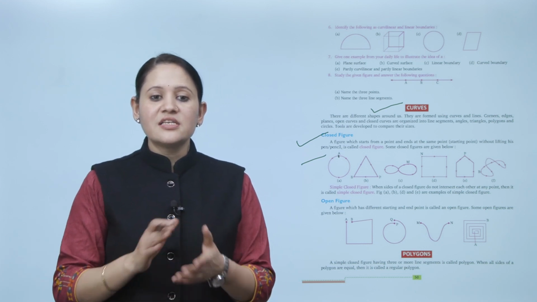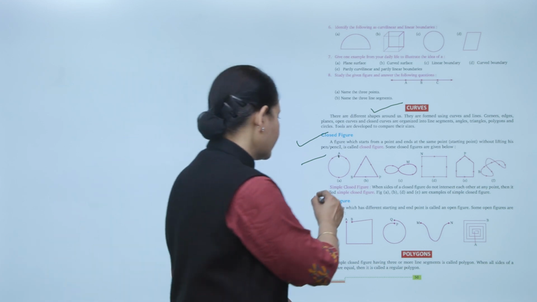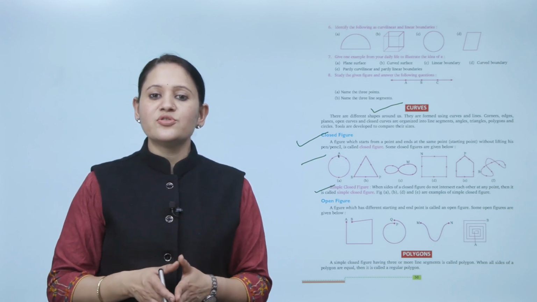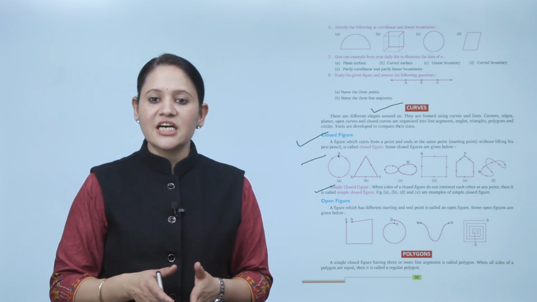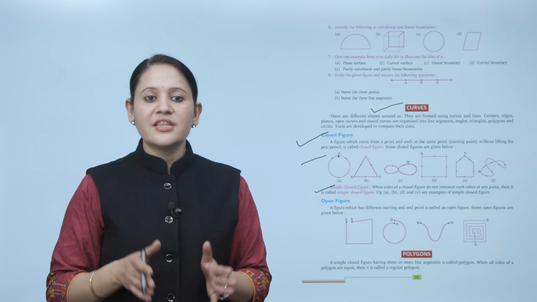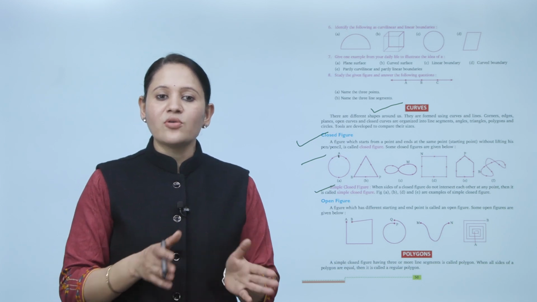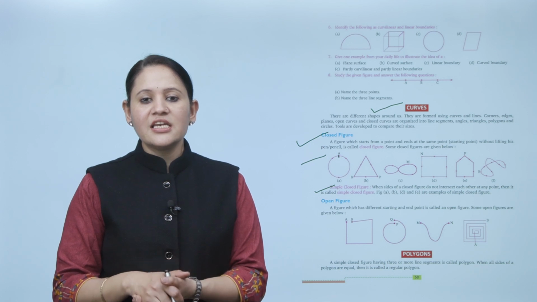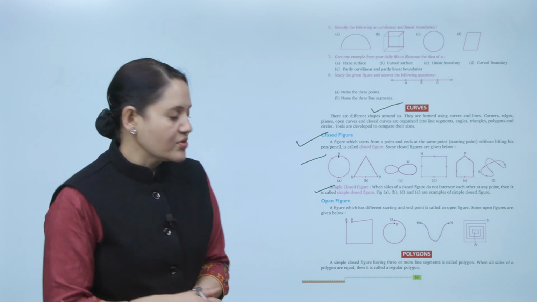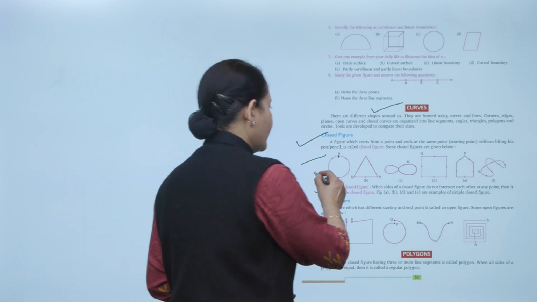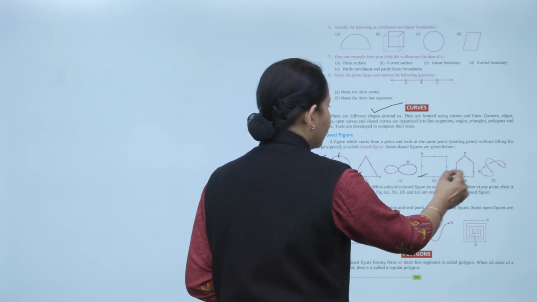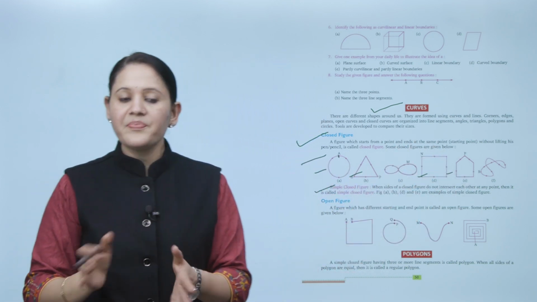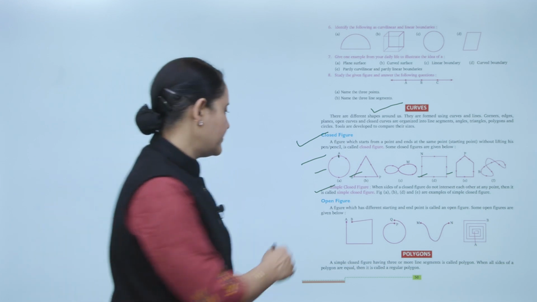Next is simple closed curve. When sides of a closed curve do not intersect each other at any point, then it is called a simple closed figure. Figures A, B, D and E are examples of simple closed figures, like here. A, B, D and E, because line कहीं पे भी एक दूसरे को intersect नहीं कर रही है, cut नहीं कर रही है. Clear?